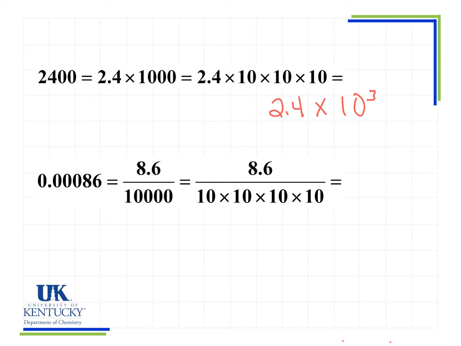Similarly, we can look at dividing by a number in order to get the number with a negative exponent for scientific notation. So here, 8.6 divided by 10,000 is the same as 0.00086. We can say 8.6 divided by the result of 10 times 10 times 10 times 10. And we can also rewrite this as 8.6 times 10 to the minus fourth. Notice this is consistent with what we saw in the previous examples of moving over 4 decimal places.